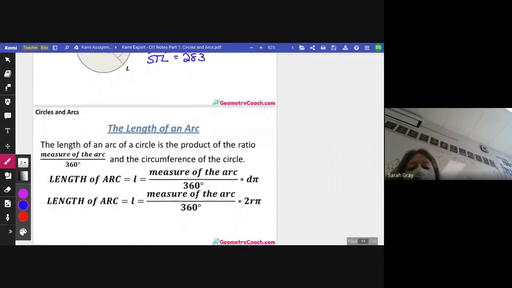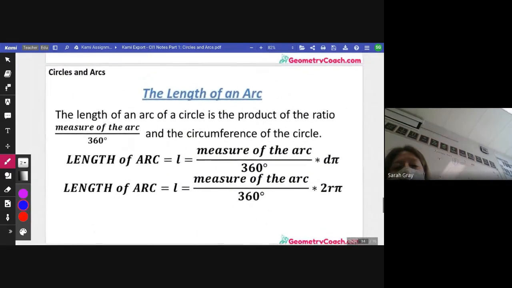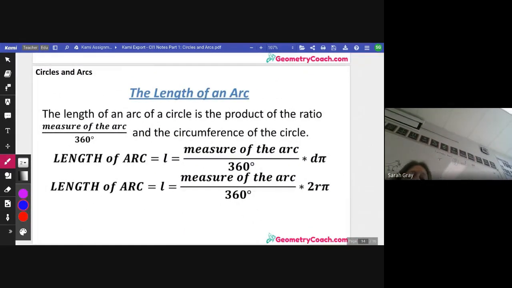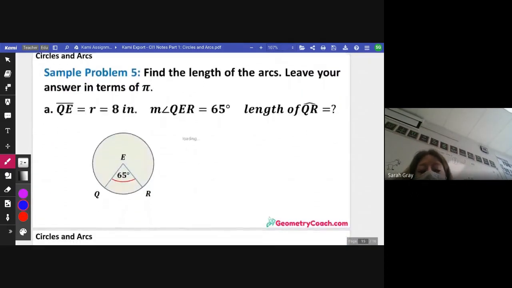Yeah, we can do arc length too. Okay, so there's a difference between measure of an arc and arc length. Measure of an arc is just like the measure of an angle, and they go hand in hand. Arc length is the actual distance. Like if you unfolded a piece of string and you measured it on a ruler, the actual inches, centimeters, feet. Where the measure of an arc is always going to be degrees.